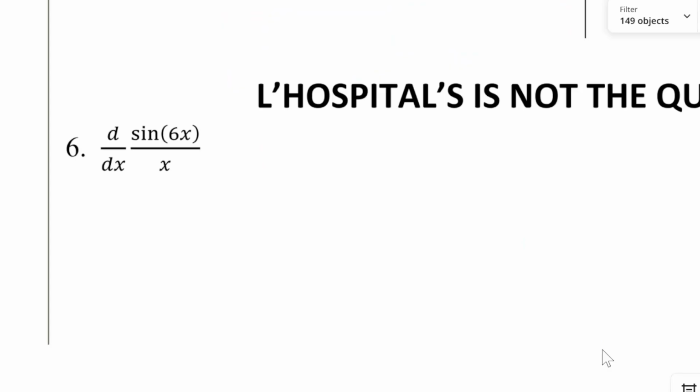Not the quotient rule. I don't know what this is asking. Used to evaluate each of these. This is not a limit, so it's not L'Hopital's. This is just asking for the derivative, which is just quotient rule. So we'll do it anyway, I guess.